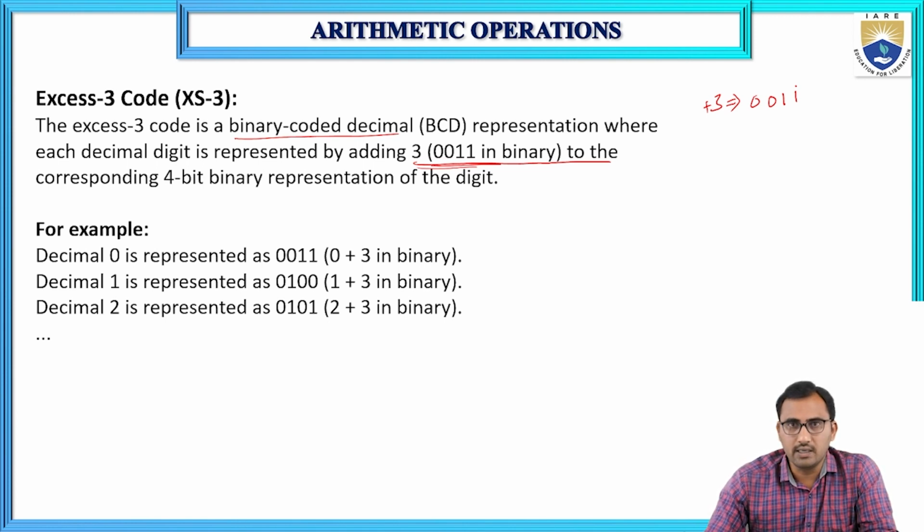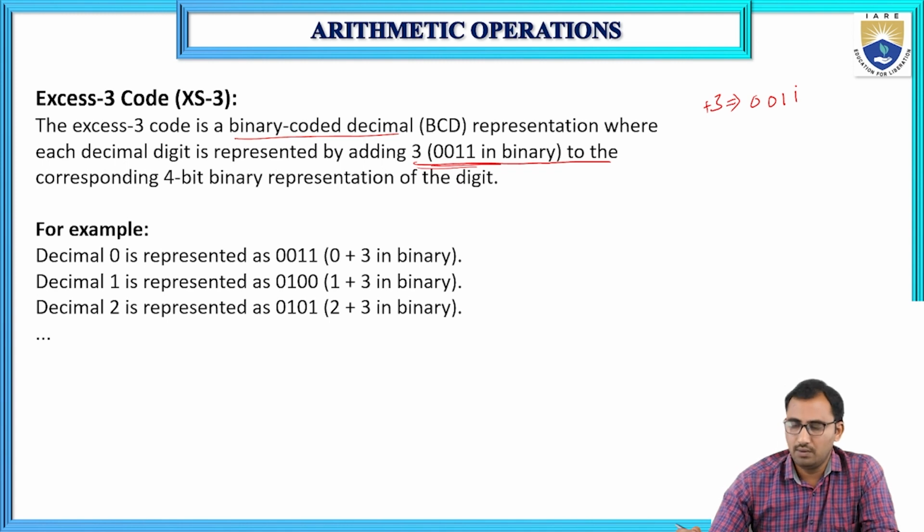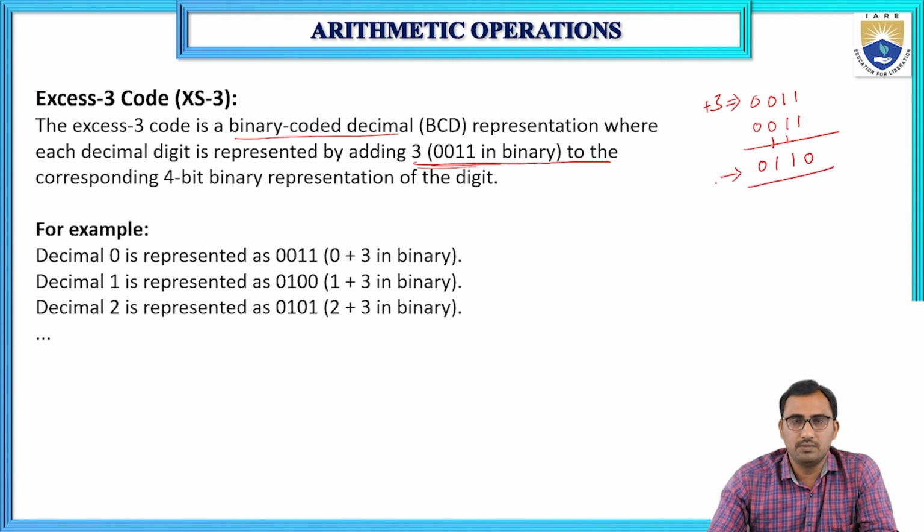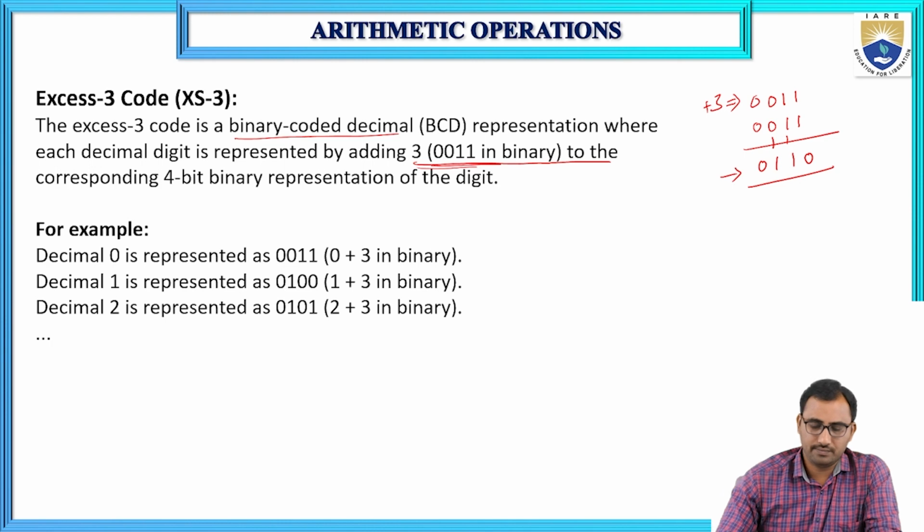So what is the equivalent excess 3 code? If you want to get the excess 3 code, then we have to add 3 to that number. So 3 means 0 0 1 1. If you add, 1 plus 1 is 0 with carry 1, and so on, giving 1 1 0. So this is the excess 3 code. In this way, by adding 3 to any digit, we can get the excess 3 code.